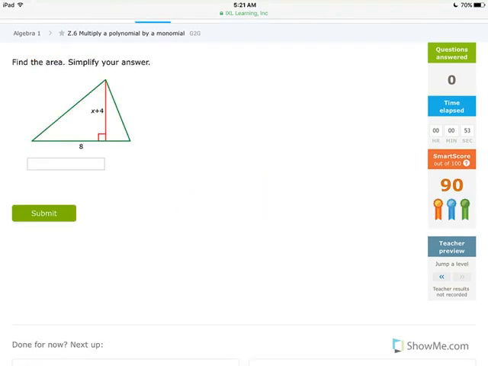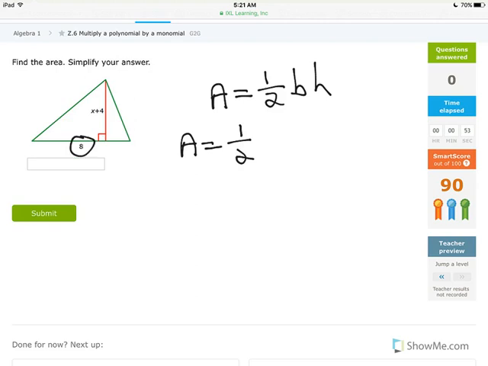This one, they want you to represent the area. So we know area of a triangle is 1/2 base times height. So area equals 1/2. What is the base? So it looks like the base is going to be 8 multiplied by the height, which is a variable statement, x plus 4.